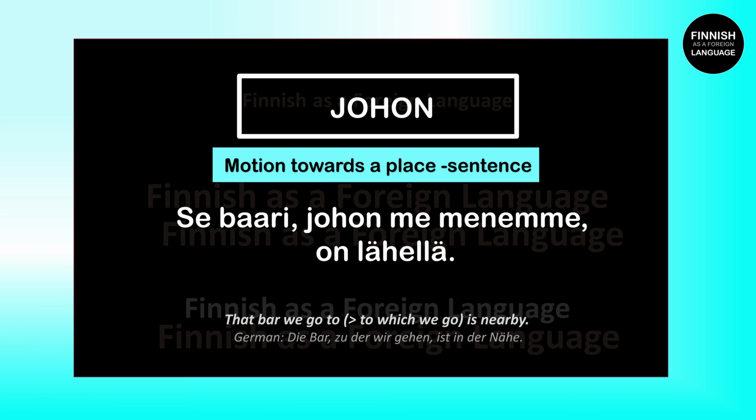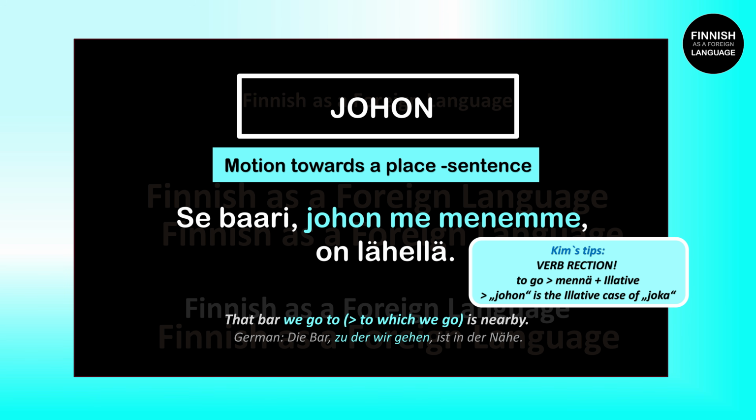So let's go step by step. Se baari means that bar. The se here indicates that the bar is already known to the speaker and the listener. Johon me menemme means to which we go, and on lähellä means is nearby. So here, johon refers to the bar. Why do we use johon here? In short, because of the verb mennä, which means to go. Remember, the verb mennä is often followed by the ilative case because it implies motion towards a place.